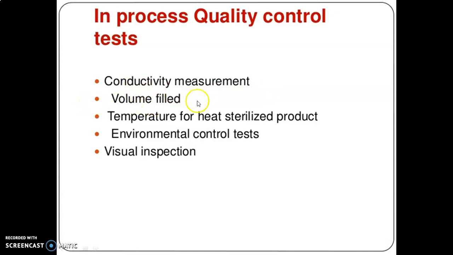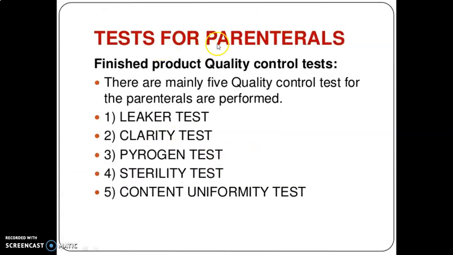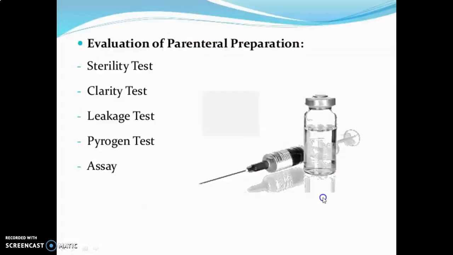Conductivity measurement, volume fill, temperature for heat sterilization product, environmental control test and visual inspection. Tests for parenterals, finished product quality control tests. There are mainly five quality control tests performed for parenterals: leakage test, clarity test, pyrogen test, sterility test and content uniformity test. Evaluation of parenteral preparation: sterility test, clarity test, leakage test, pyrogen test and assay.